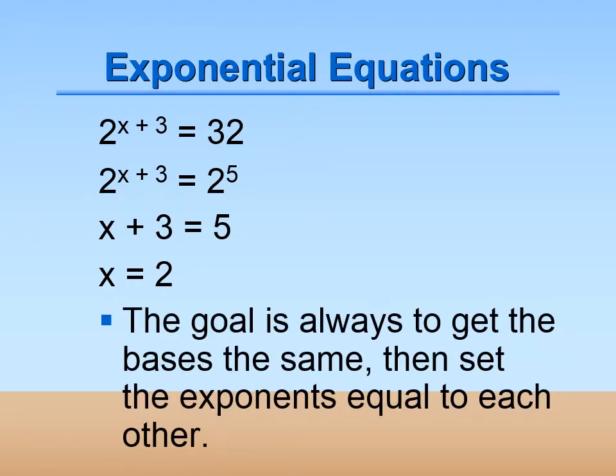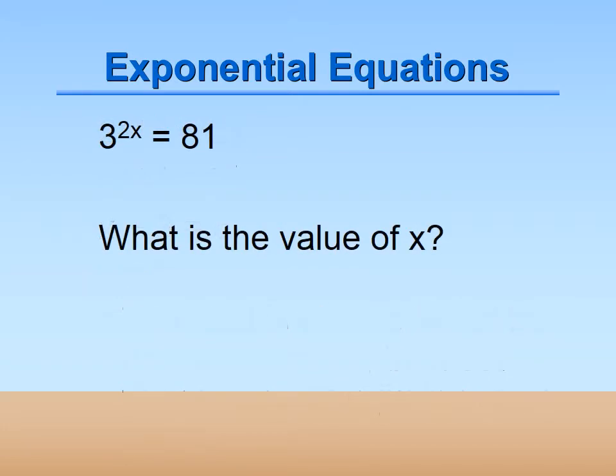So your goal, no matter what, is to get the bases the same, because if the bases are the same, you can set the exponents equal to each other. Let's look at this one. 3 to the 2x equals 81. So again, we want 81 to be rewritten as a base of 3. So 3 to the 4th power is 81. So now we've got 2x equals 4. So divide by 2 and you get x equals 2.